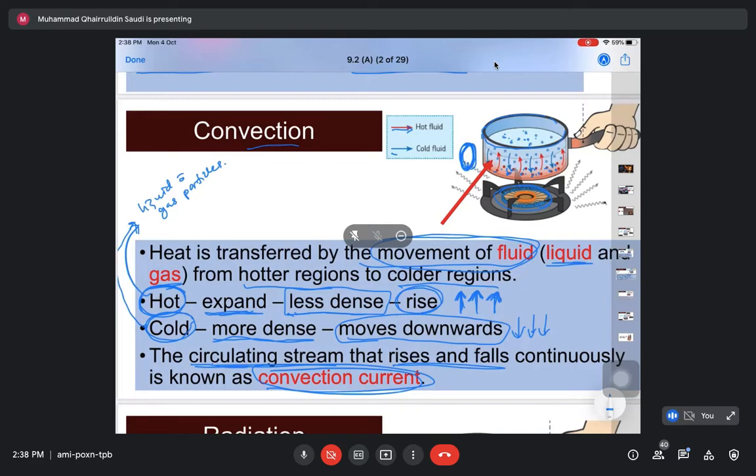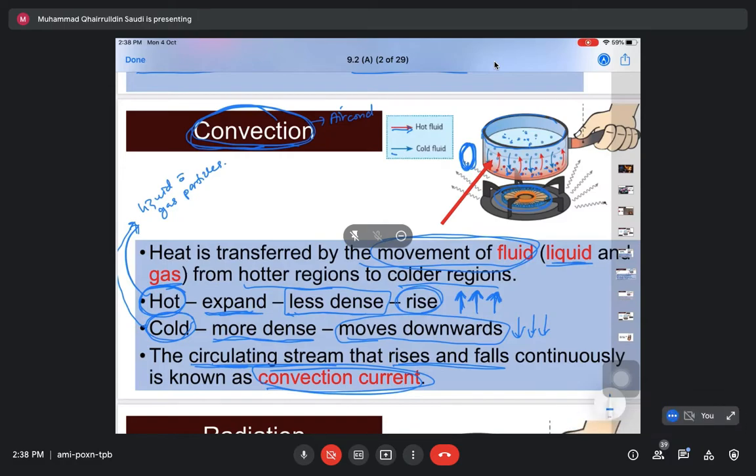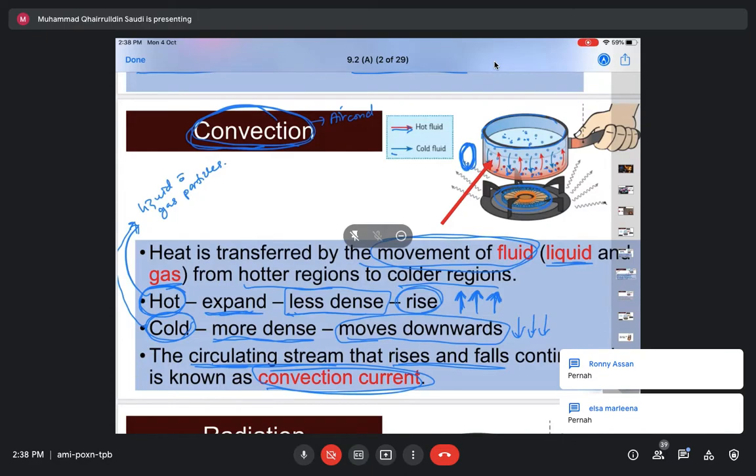Convection ni, one of the examples of convection is aircon. Who's got aircon in their house? Siapa ada aircon dekat rumah? Tak ada. No. Okay lah, tak apa. But everyone pernah guna aircon dekat maktab, betul? Have you used aircon before? Dekat maktab? Yes. Alright, dekat maktab pernah.